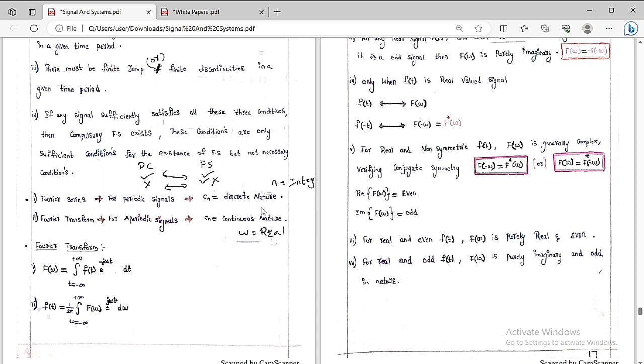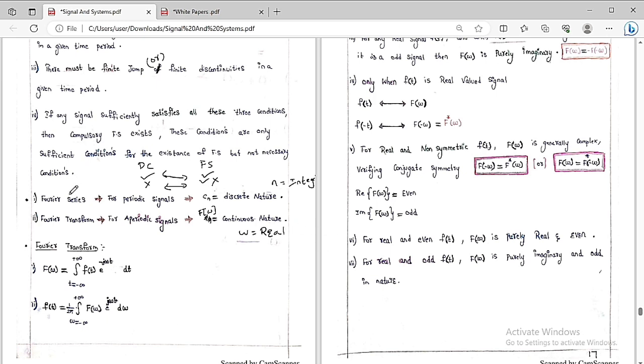So because of this reason, Cn is discrete in nature, whereas the Fourier transform is applicable for aperiodic signals. Here, F of omega is a continuous signal because omega is a real number, so it is continuous. Basically, here I have to write F of omega, not Cn. F of omega is continuous in nature, whereas Cn is discrete in nature. Here we consider Cn, and here we consider F of omega.